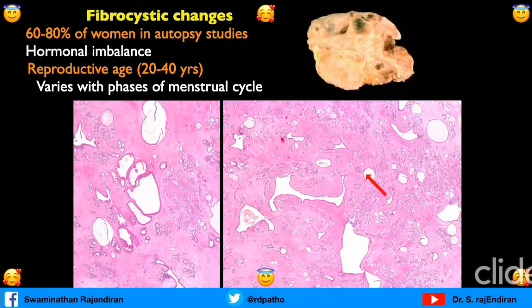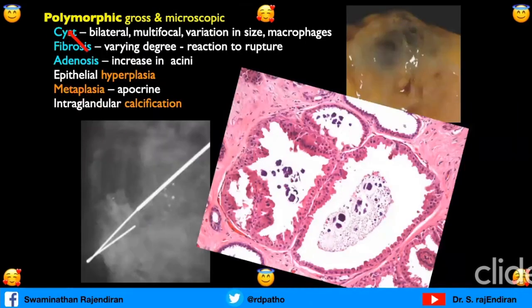See the small, mildly dilated, maximally dilated cystic spaces. These are of varying sizes and shapes. This is very, very important. Yes, cysts. And even polymorphic pathology. Polymorphic means it's not a uniform appearance. Okay, even here you see the blue dome cyst, isn't it?